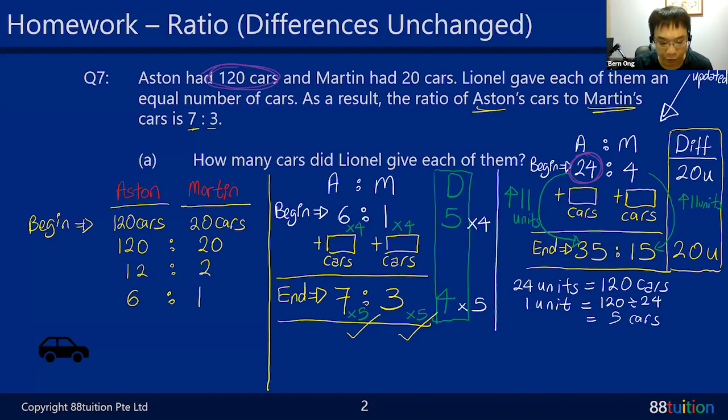Now let's take a look at what the question wants. How many cars did that person each give Martin and Ashton? So how many units was given? 11 units was given. 5 cars represents 1 unit, so 11 units is 5 times 11. The answer is 55 cars was given to each of them. And bam, that's your answer. So easy or not? Very easy one.